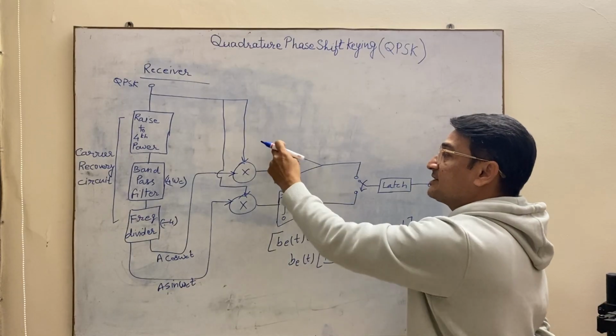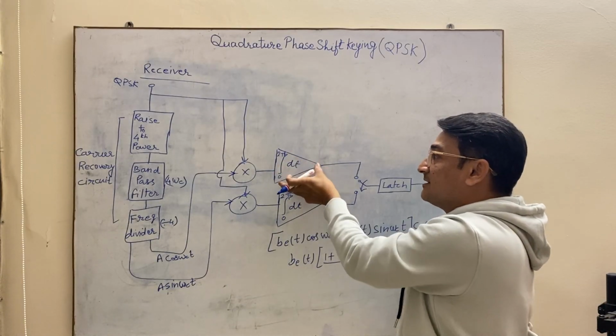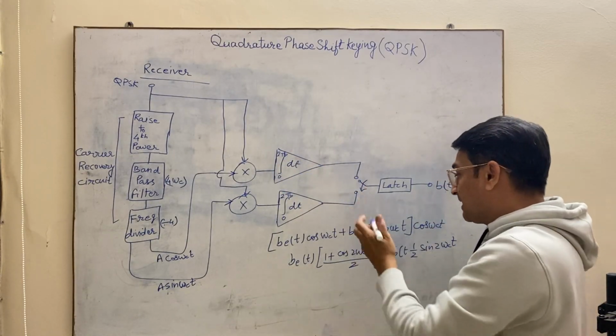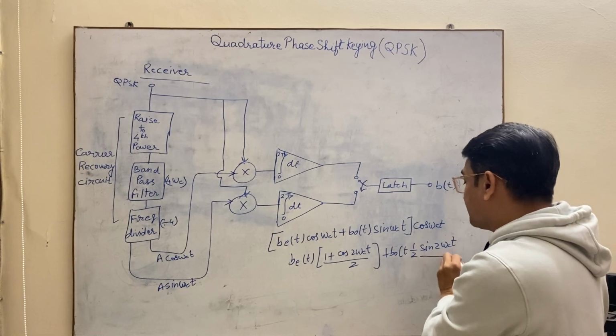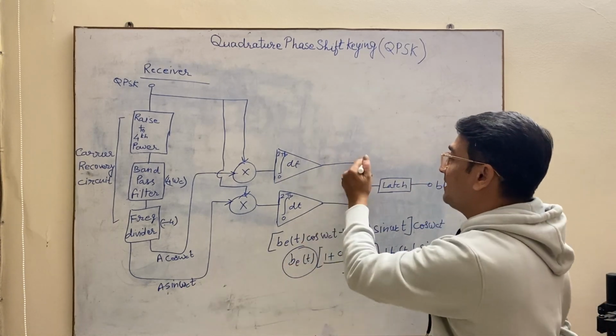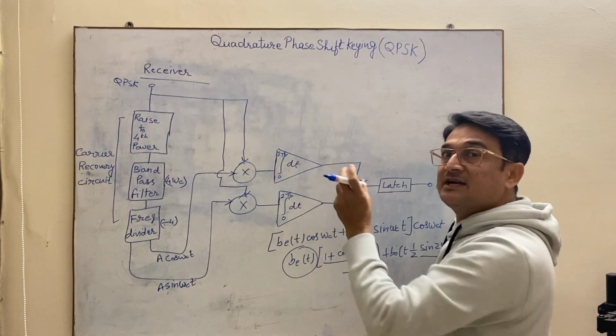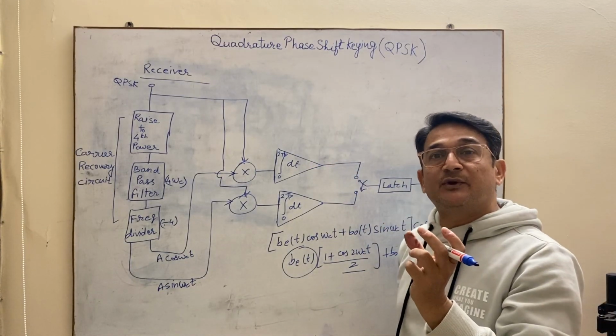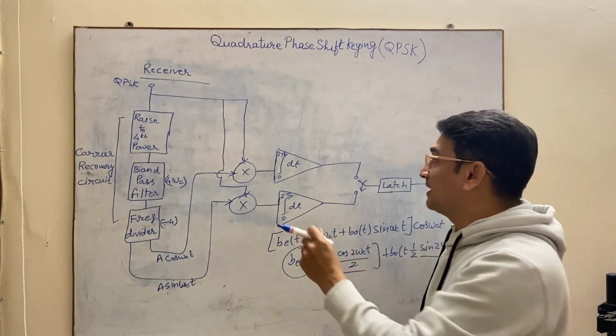Now when this is passed through this integrator circuit, this integrator works as a low pass filter. The low pass filter will remove this term as well as this term, and you will get only BET at this end. This BET is having how much bit duration? 2 TB second bit duration.